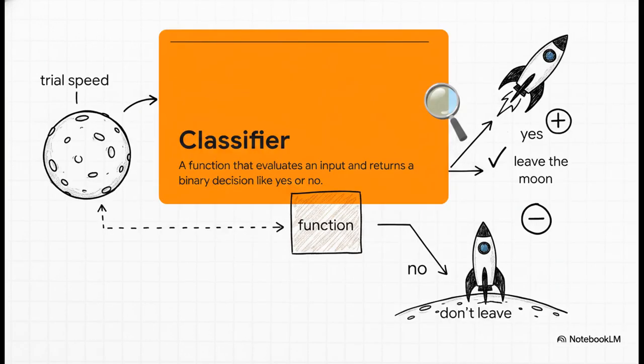To automate this whole process, we need to build what's called a classifier. Simply put, a classifier is just a function that takes our input, which in this case is our trial speed, and spits out a simple binary decision. Do we leave the moon, yes or no? Basically, it's just a mathematical sorting machine.